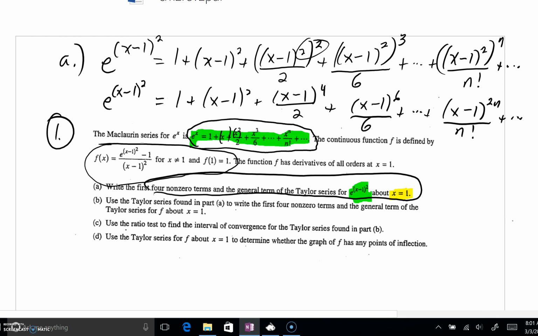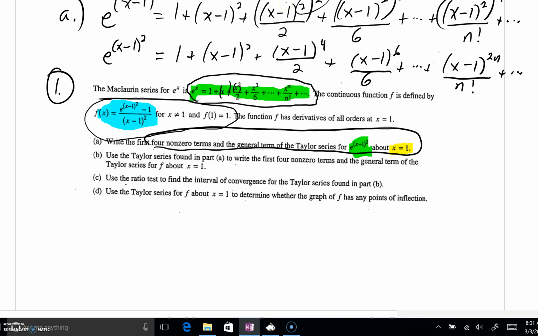For part B, this might seem to be the most strange part. Many kids in the past have said, didn't we just do this? Use the Taylor series to write the first 4 non-zero terms and the general terms for f about x equals 1. Well, please realize we haven't done that. F is actually a very different function. It's way more complicated. And, for f here, we're going to have to do some work.